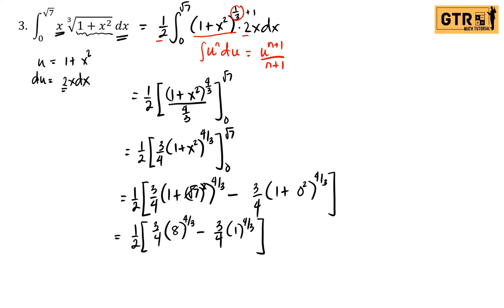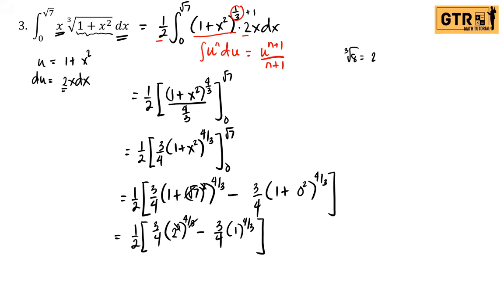Now we can simplify 8 raised to 4/3. We can take the cube root first. The cube root of 8 is equal to 2, since 8 can be written as 2 cubed. So let's replace 8 by 2 cubed. We can cancel the numerator and the denominator 3, so that is now equal to 2 to the 4th, which is 16.